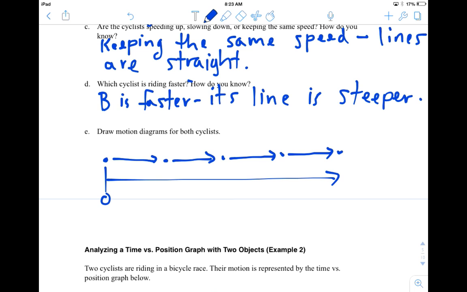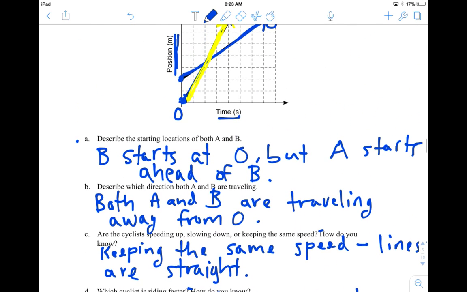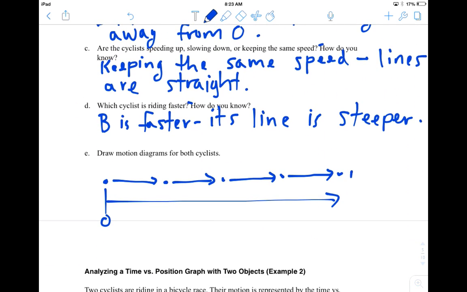Okay, now we know that A starts off a little bit ahead. So this is B. Let's start A off a little bit ahead. Okay, but he's not going to go as fast. So his dots are closer together. Remember, closer together dots are slower, farther apart dots are faster. Okay, so there's our motion diagram.